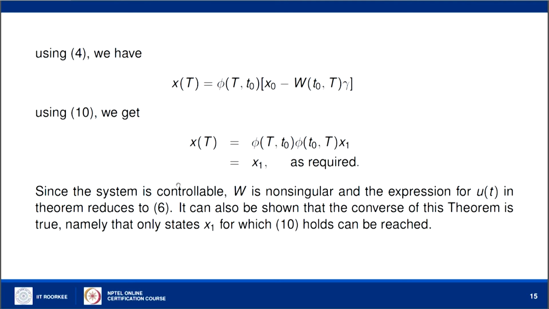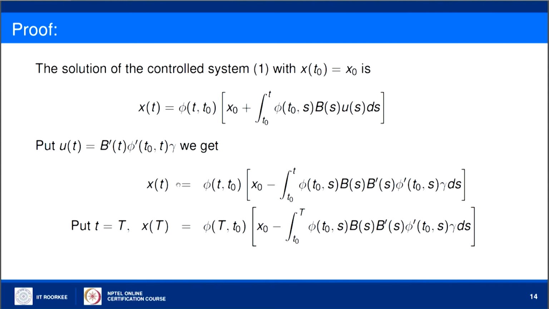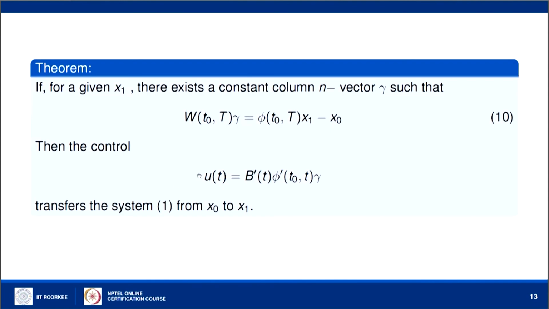So, we have seen here how to evaluate a control even in the case of a system which is not controllable, for suitable initial and final conditions.